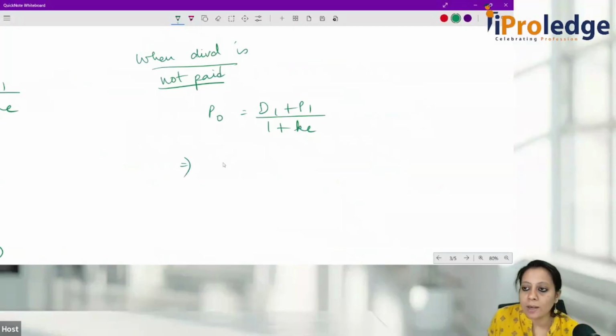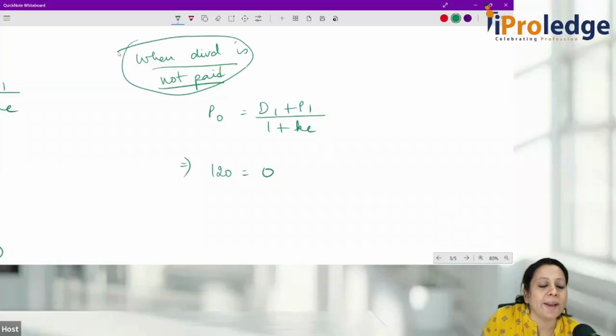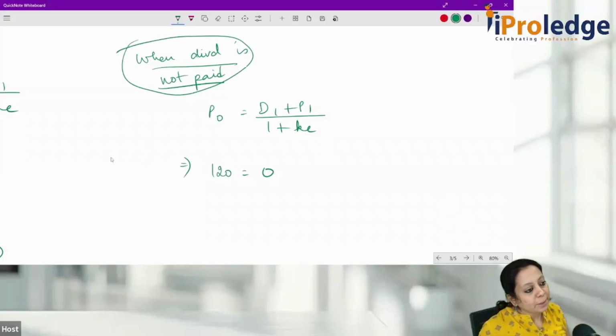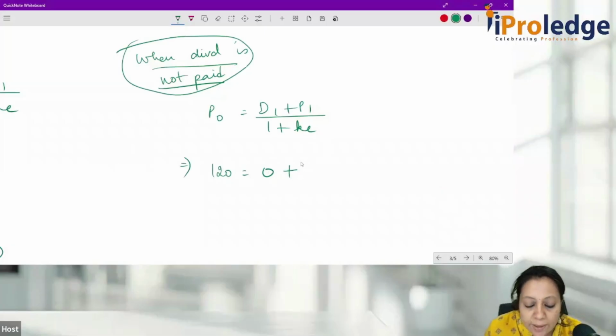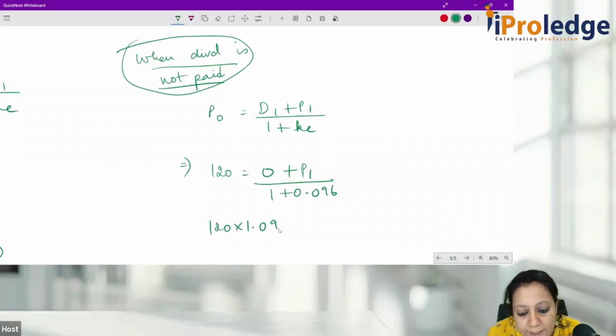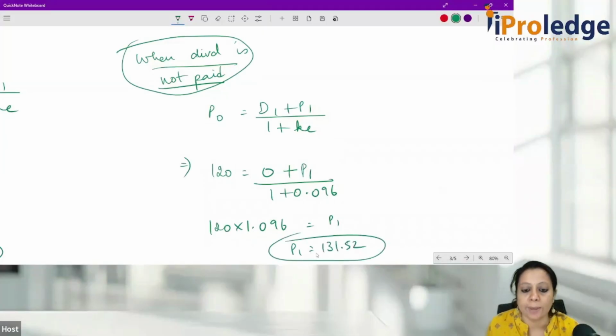All right, students. What is P0? It is given in the question that P0 is 120, equal to D1, which will be 0 because dividend is not paid. We should find out the prices under both the options, as the question has told. Plus P1, that is what we need to find out, divided by 1 plus 0.096. So 120 into 1.096 is equal to P1, 131.52. 131.52, that is the P1.